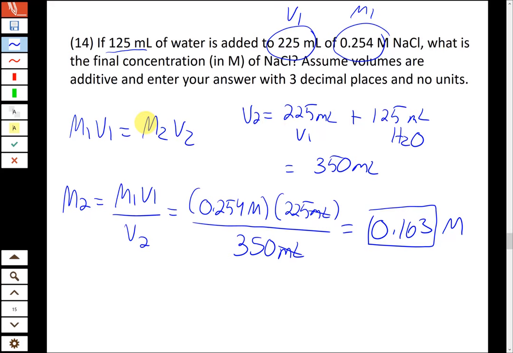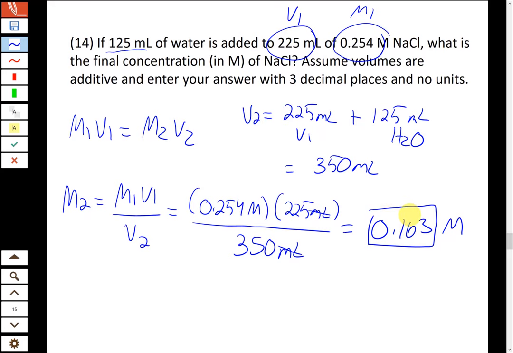So again, for problems like this, make sure that your answers are reasonable. So we're starting with M1 equals 0.254 molar. We're adding more solvent to it, so that means the molarity should go down. So if your final answer was bigger than 0.254, that means you probably set up the equation wrong. So it's useful to always check your answers to make sure they're reasonable, and at least in this case it is smaller and it should be the right one. So that's how we would do it.